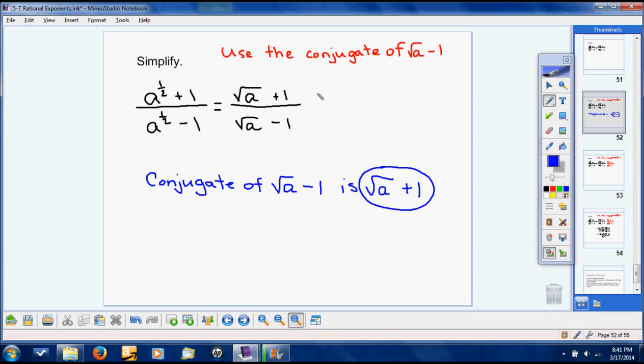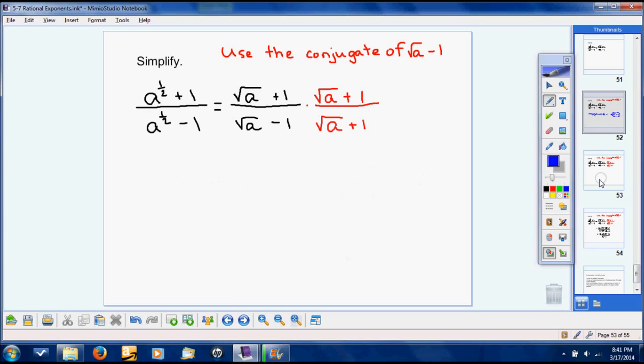We're going to multiply this thing times the conjugate over itself. Okay, we're going to multiply this by this conjugate over itself. It's going to be a very strange looking 1. Okay, but here it is. There's your very strange looking 1. This is the conjugate of square root of a minus 1. Square root of a plus 1, square root of a plus 1.